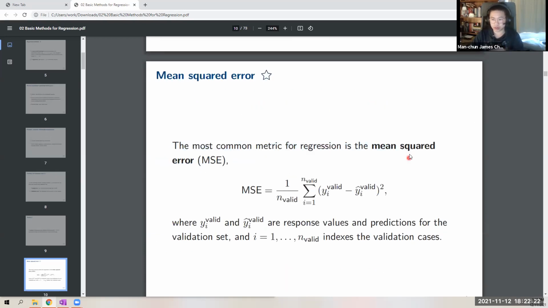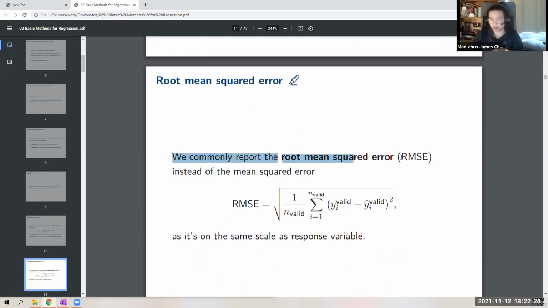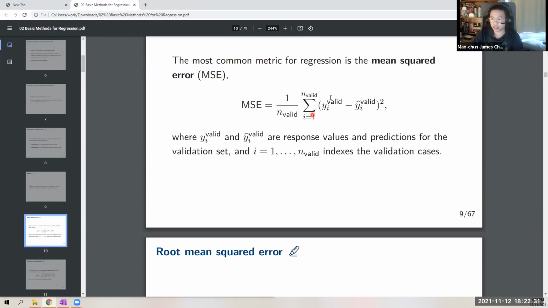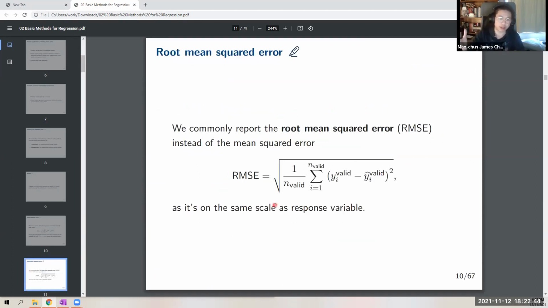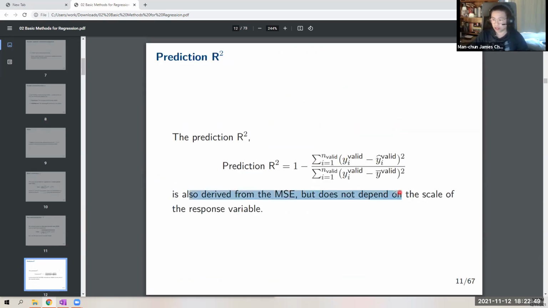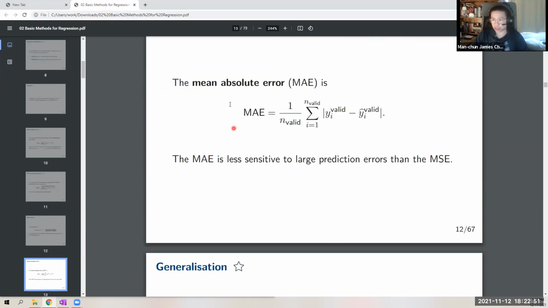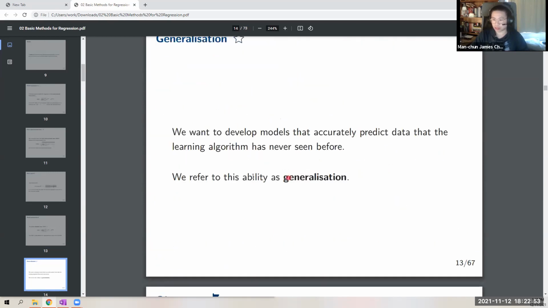Mean squared error is the most common, and we commonly report the root mean squared error because it's on the same scale as the response. So if y is prices, then here you're taking the square of the prices, so the error would be prices squared, not price. And so you take the square root, so it's now just price, okay, not prices squared. R2, and also mean absolute error.